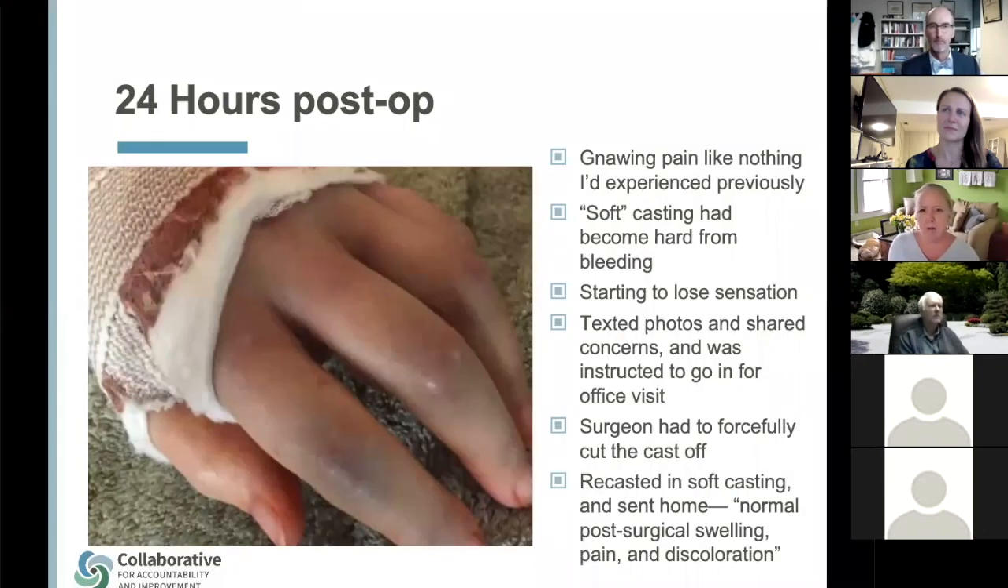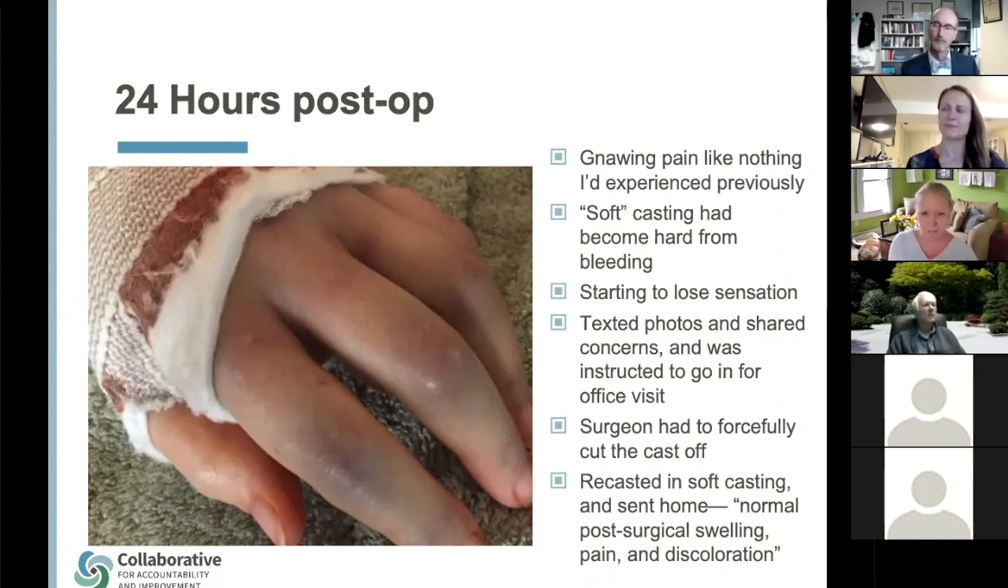But by about 24 hours post-op, I'm pretty miserable. It's a gnawing pain. I couldn't quite describe it. What had been a soft cast had now become completely hardened from all of the bleeding. I was starting to lose sensation, getting pins and needles in my fingers. So we texted, my surgeon gave us his cell phone number. I was texting photos and said, something feels funny. So he said, why don't you come in?